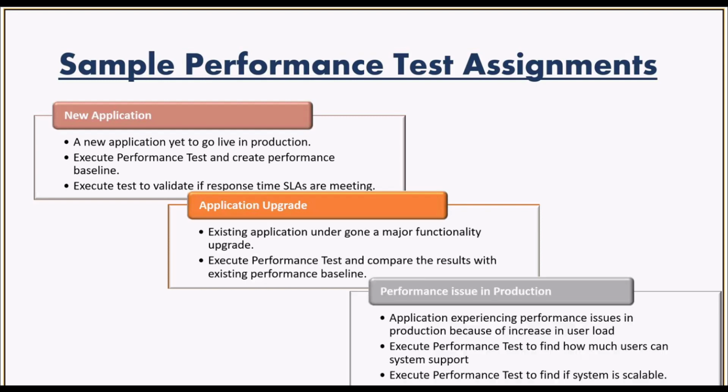Now let's see what kind of assignments we get when there is a performance issue in production. So the client is experiencing performance degradation due to an increase in user load. Requirement is to execute a performance test and find out how many users the system can support. Client also wants to know if the system is scalable or not for this extra load.